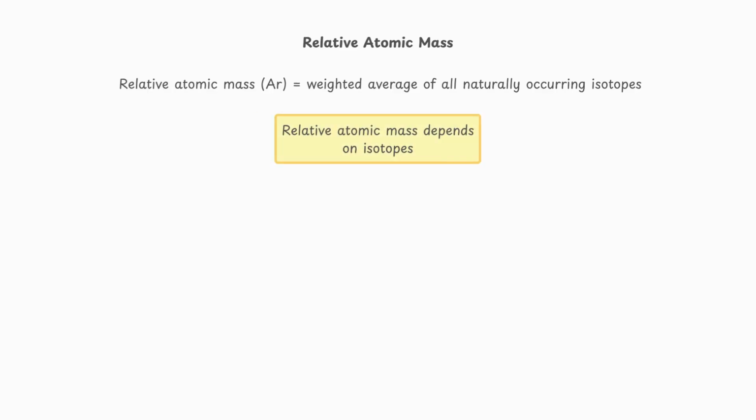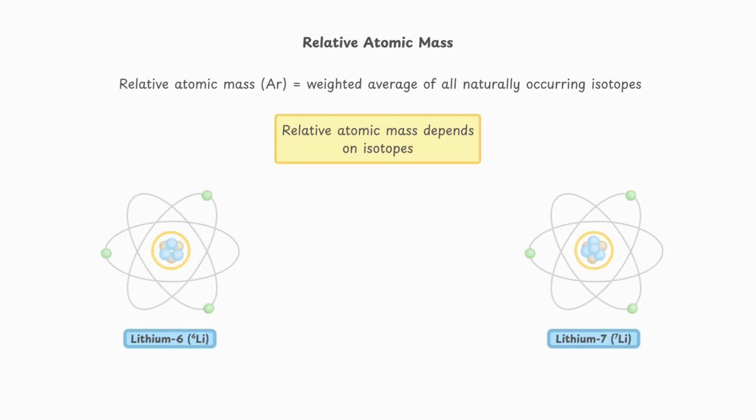Relative atomic mass, also called Ar, is not the mass of just one atom. It is a weighted average of all the naturally occurring isotopes of an element. Each isotope contributes according to how common it is in nature. Heavier or more abundant isotopes have a bigger effect on the final value. Most elements exist as a mixture of isotopes.